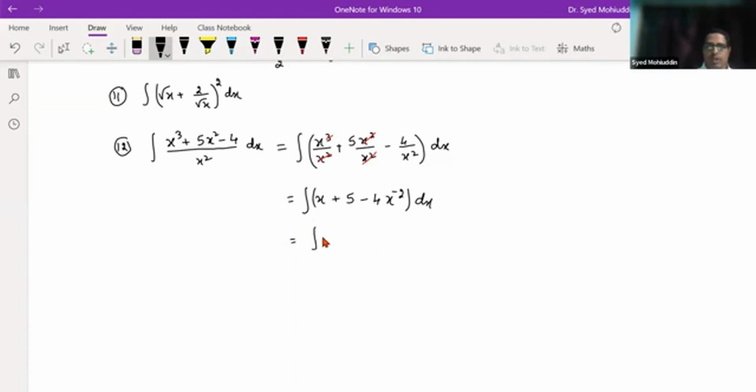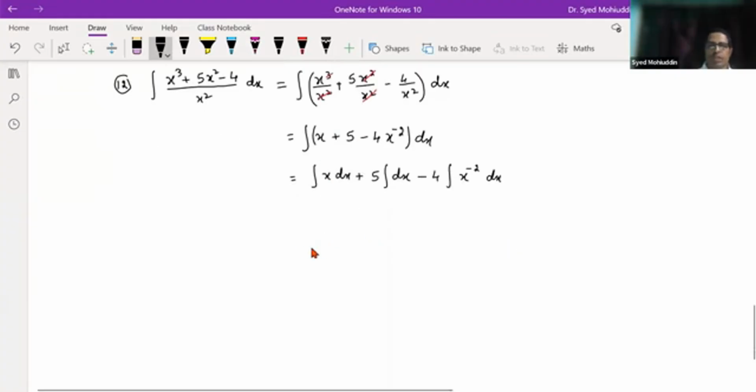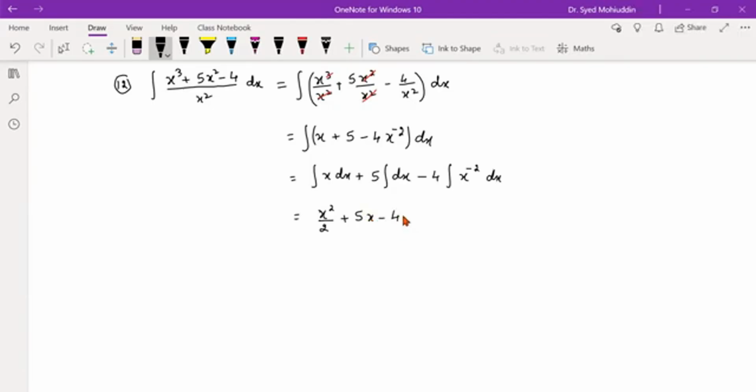Or let us try to apply integral for each of the terms. So we'll be getting integral of x into dx plus, apply the integral, 5 is a constant. It will be integral of 5 dx. 5 already written outside. We will be getting integral of dx minus 4 is a constant. Apply the integral. It will be integral of x power of minus 2 into dx. So if you try to simplify this one, integral of x will be x square by 2 plus 5 into integral of dx is x minus 4 into.